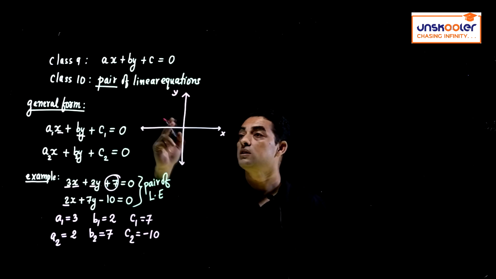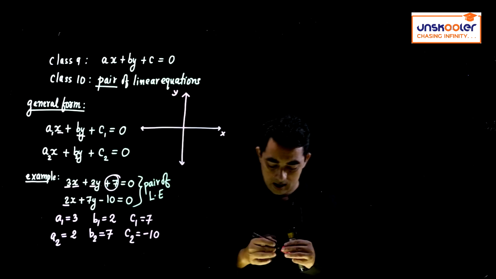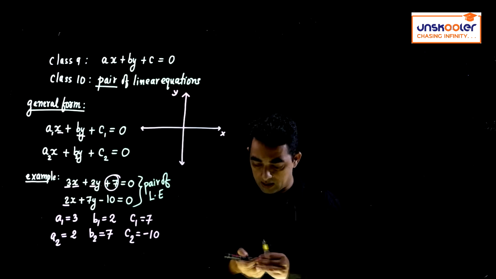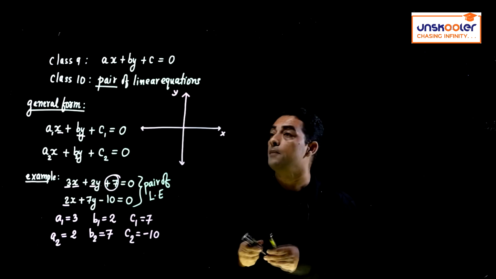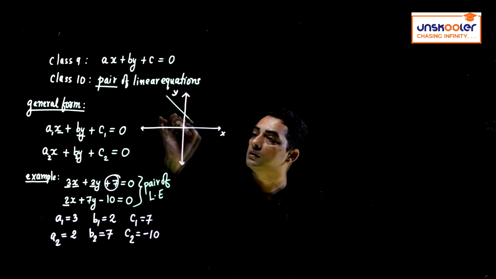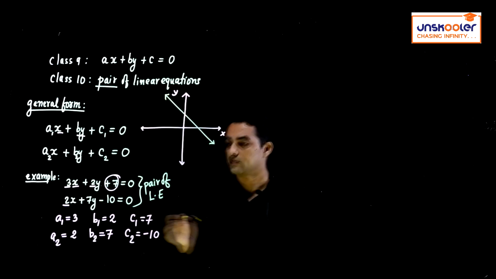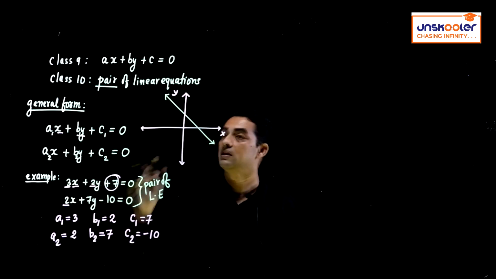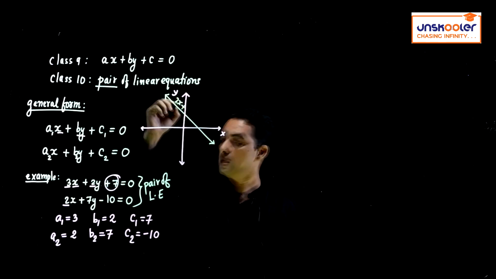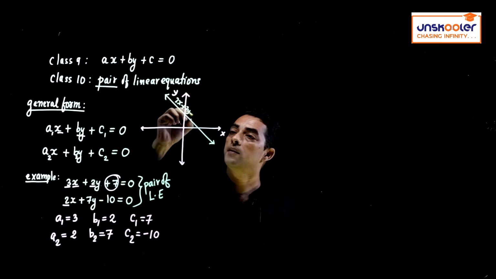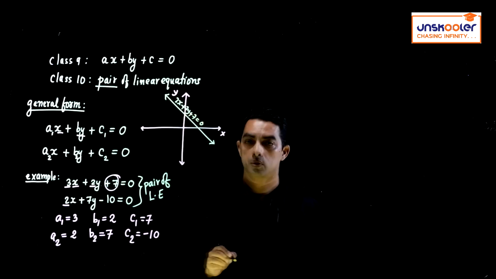So in standard 9, you have learned that a linear equation in two variables can be drawn graphically with the help of a line. So this is a line. Let's assume that this is the line for this one, which is 3x plus 2y plus 7 is equal to 0.